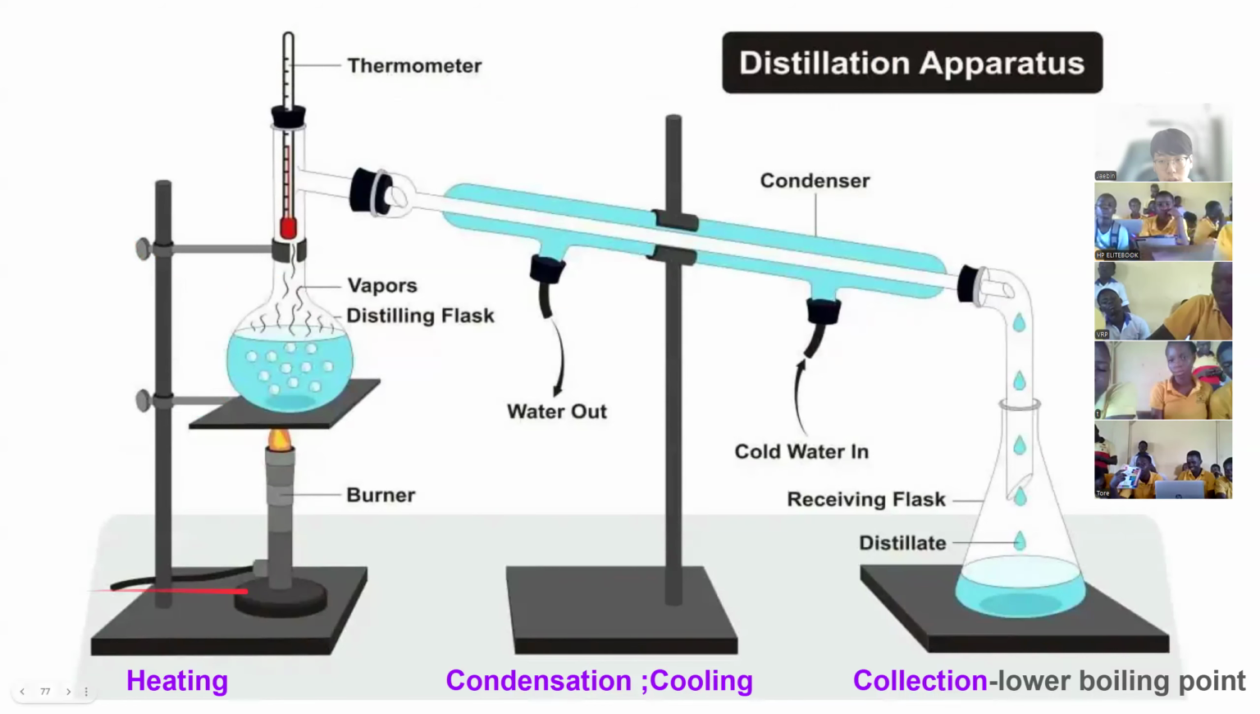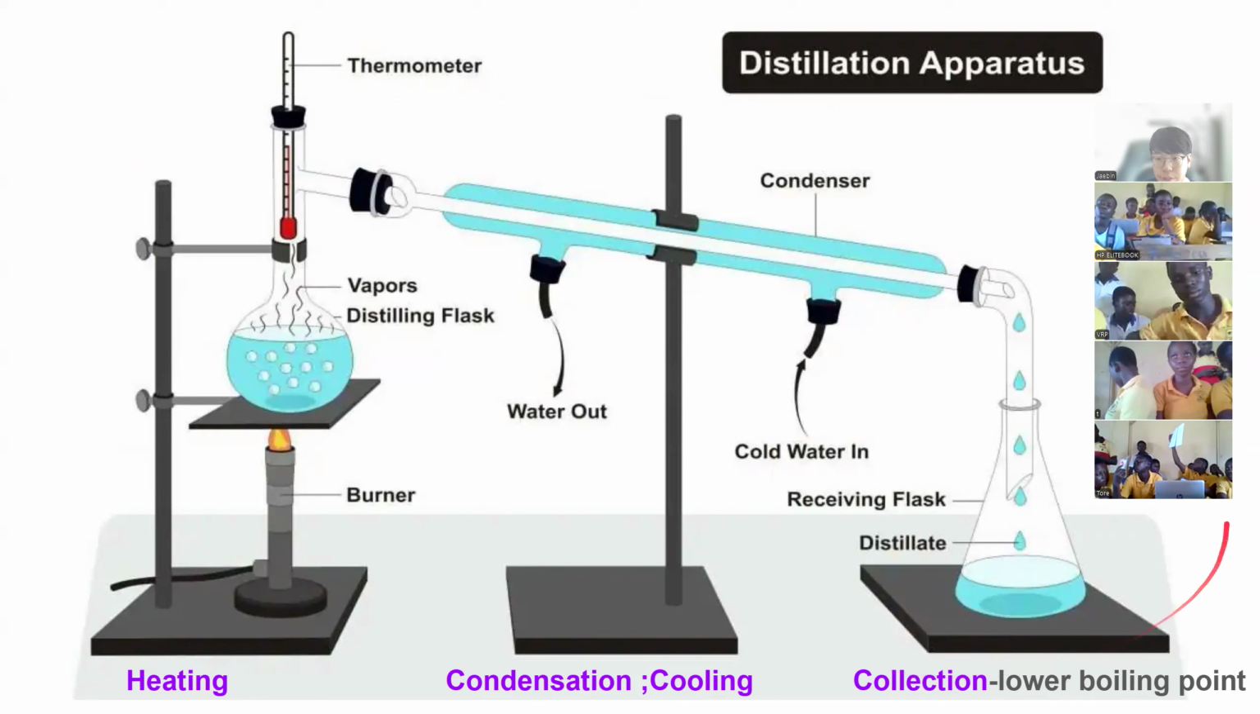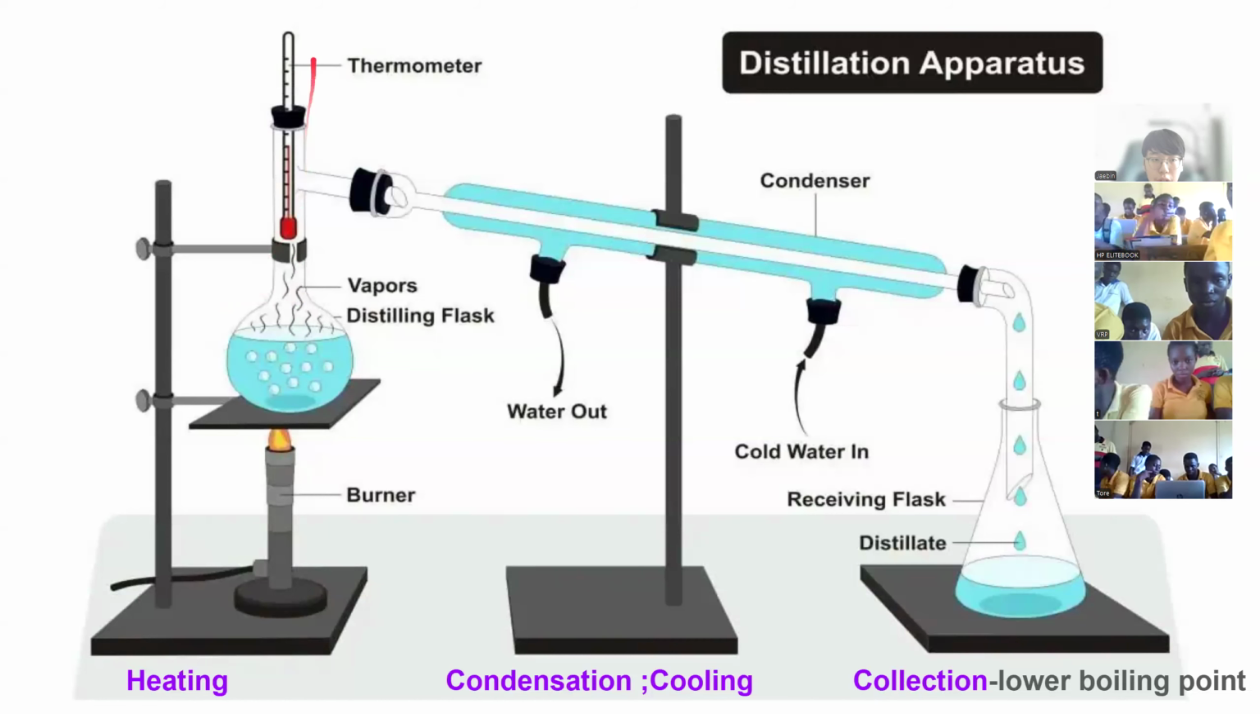So this part is largely separated into 3 parts. On the left is the heating part. In the middle is the condensation, the cooling part. On the right is the collecting part. You can see the burner bringing heat to this distilling flask. So this still has the mixture of alcohol and water. If we set up the temperature just right, only alcohol evaporates. And we can measure that with the thermometer here.